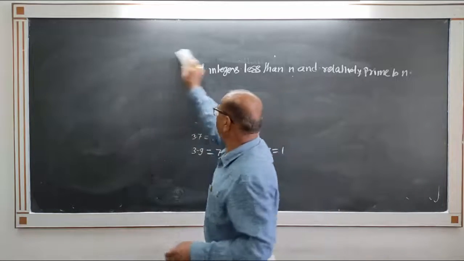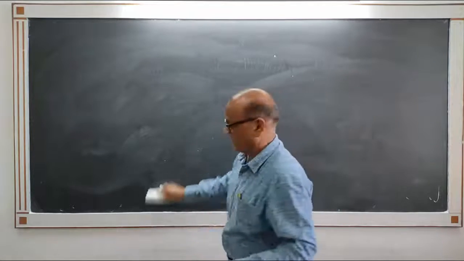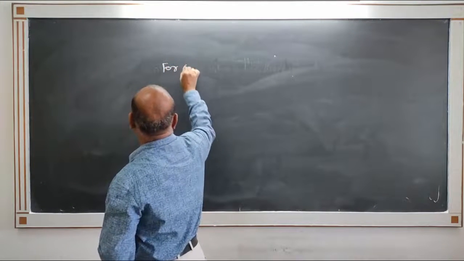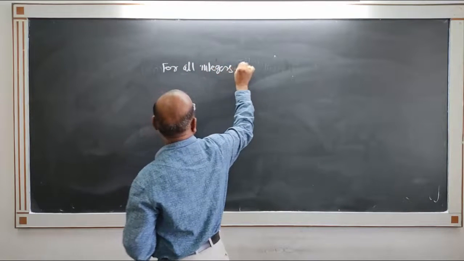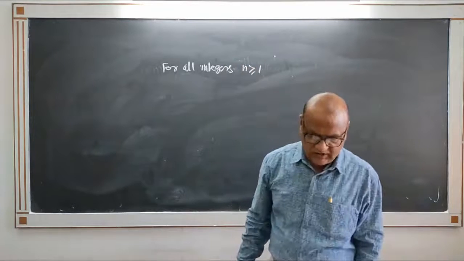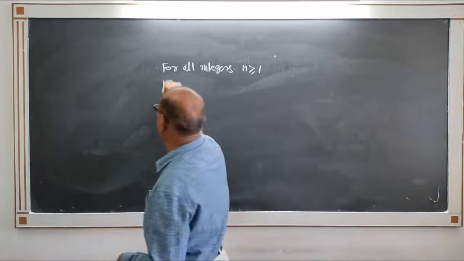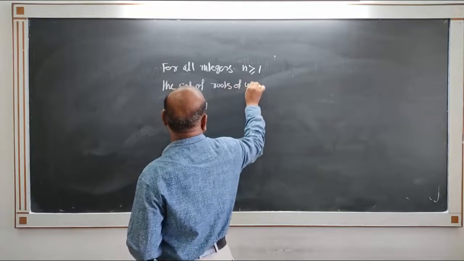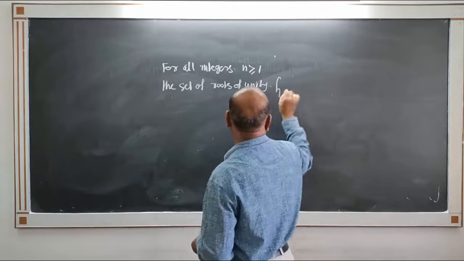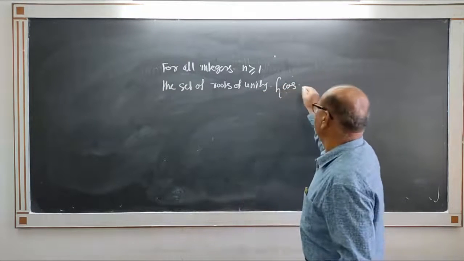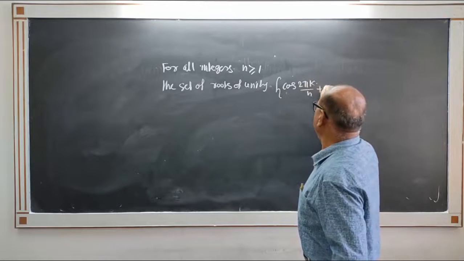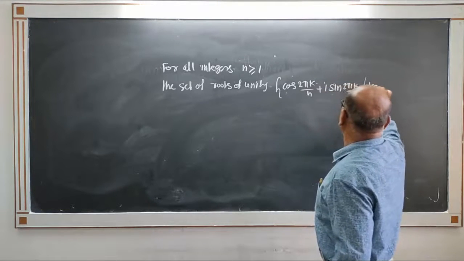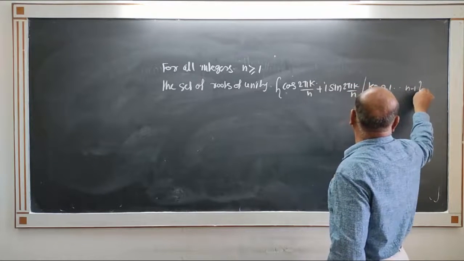Now, if we take another example here, for all integers n greater than or equal to 1, the set of roots of unity: cos of 2 pi k by n plus i times sine of 2 pi k upon n, where k varies from 0, 1 up to n minus 1.